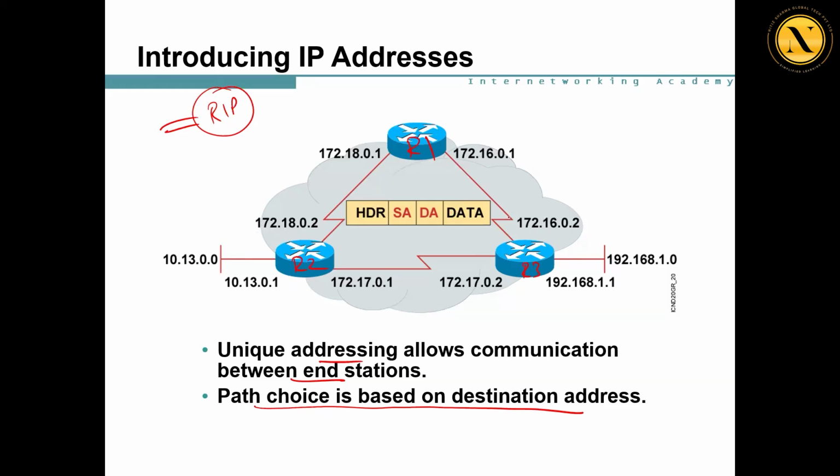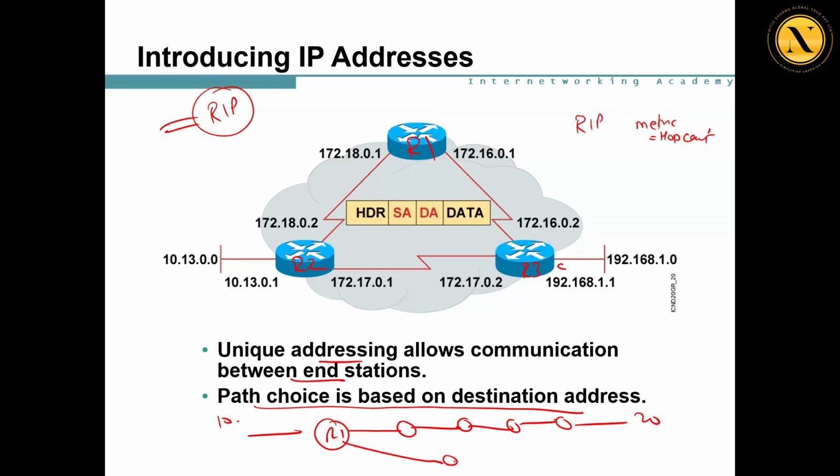So this router R3 will tell, okay, I got RIP. Its metric is hop count, which means what? R1, 10 dot, 20 dot. Let's say it has got two paths, R2. And you have configured RIP on all the routers.